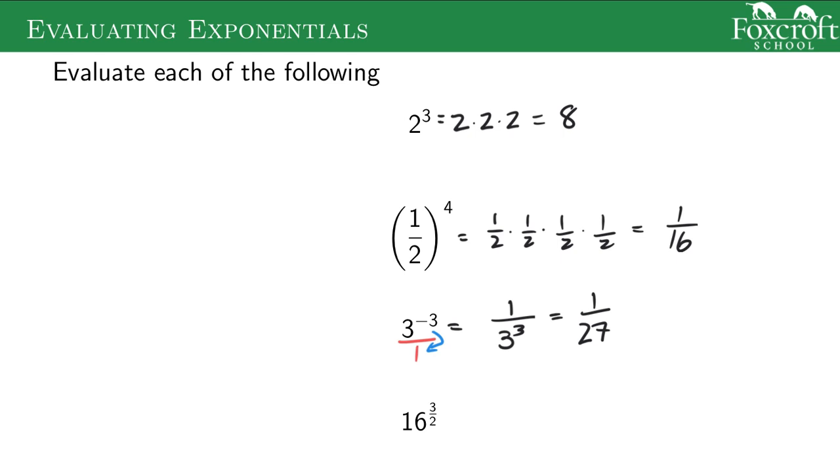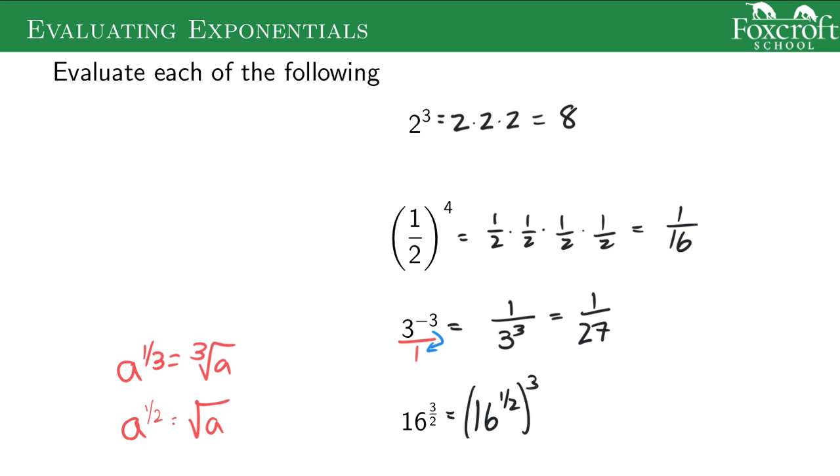And then the other thing is that the 1/2 power is the same as a square root. A 1/3 power is the same as a cube root, and so on. So for this one, 16 to the 3/2, I could write that as 16 to the 1/2 cubed. You break it up into 2 different pieces: the fraction part, the 1/2 part, and the whole number part, the 3. I have 16 to the 1/2. Again, this means the same thing as the square root of 16, which is 4, and 4 cubed is 64.